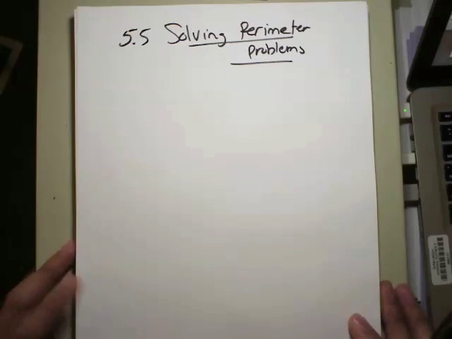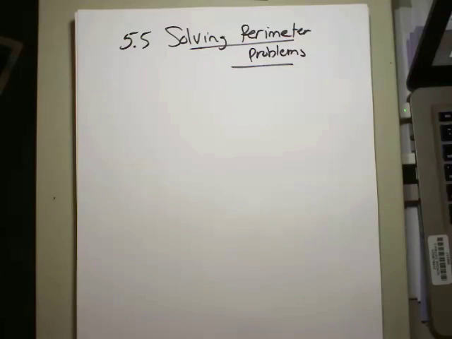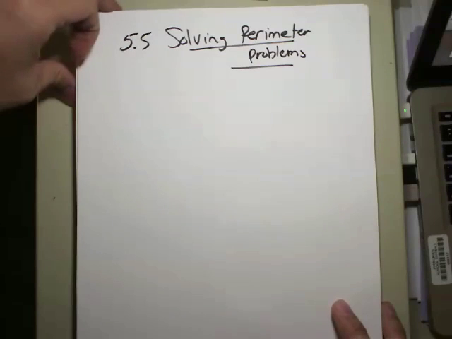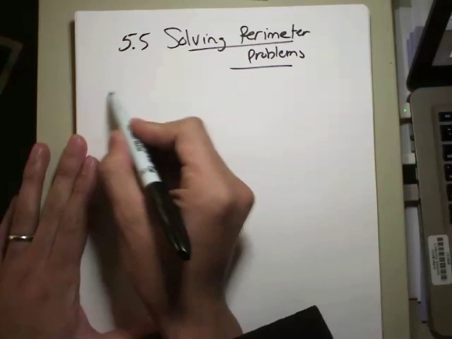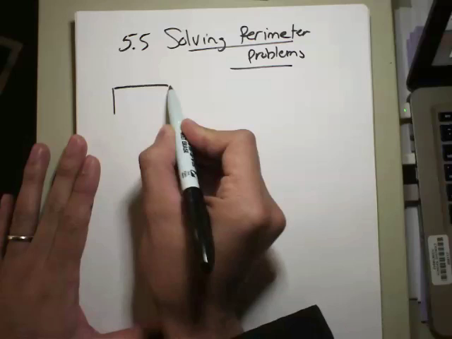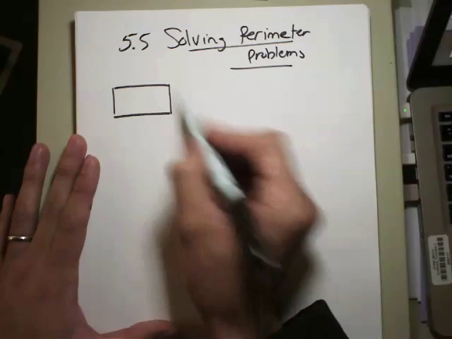I'm going to cover 5.5 solving perimeter problems today, and I want to take a quick minute here to review what a perimeter is. Don't forget, a perimeter means the distance around a figure. So for instance, if I have a rectangle right here, and I ask you to find the perimeter of a rectangle, you would add up all the sides.